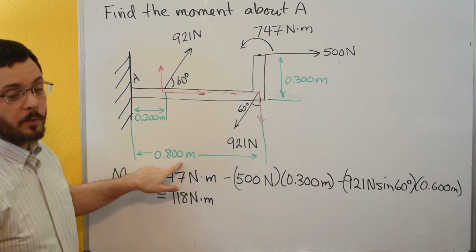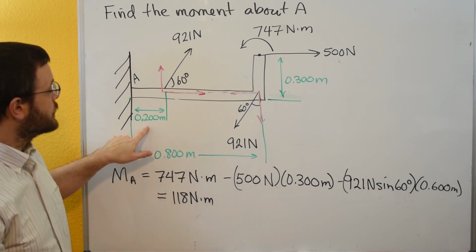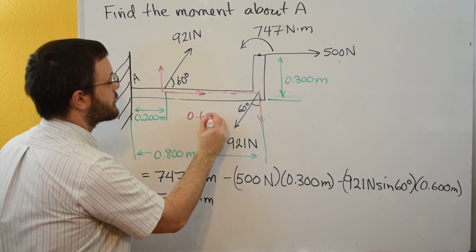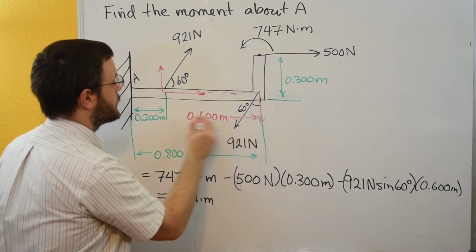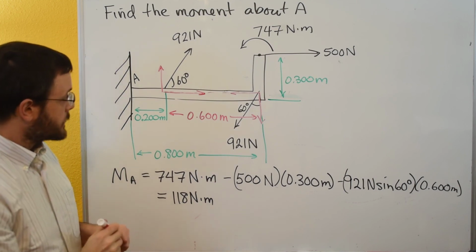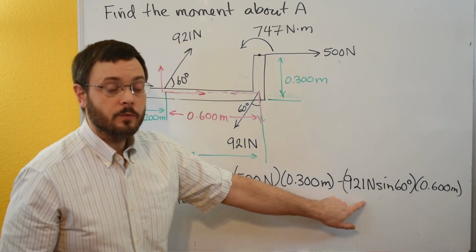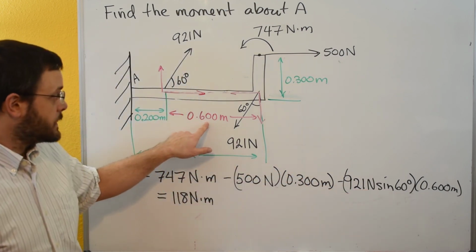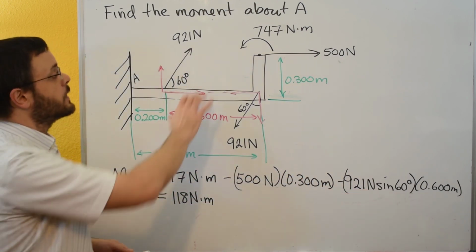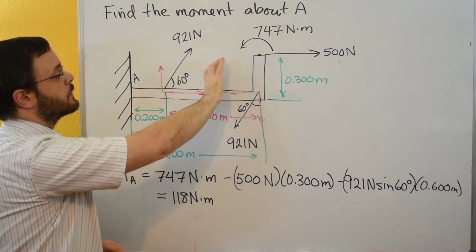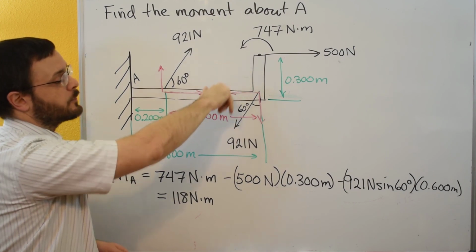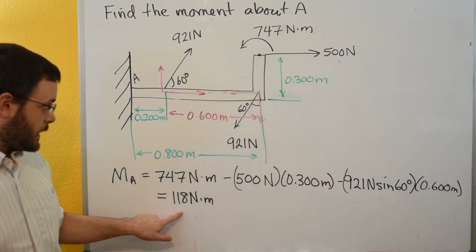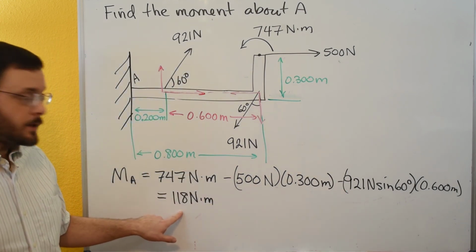So the whole thing is 0.8. This is 0.2. The difference of that would give us 0.6. That would be our x distance. So our y component is going to be 921 newtons sine of 60 degrees times that 0.6. We need to figure out a direction. Looks like the y components are going to be a negative or clockwise moment, so we'll put a negative sign in front of that. And we add it all up and we get 118 newton meters.